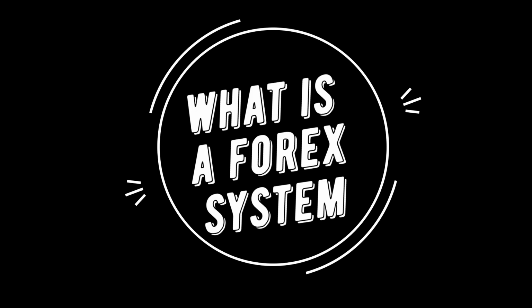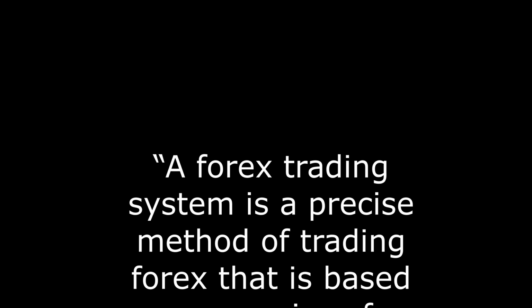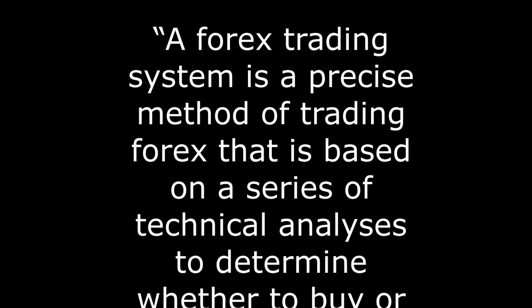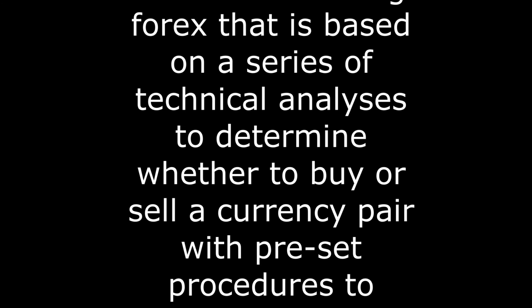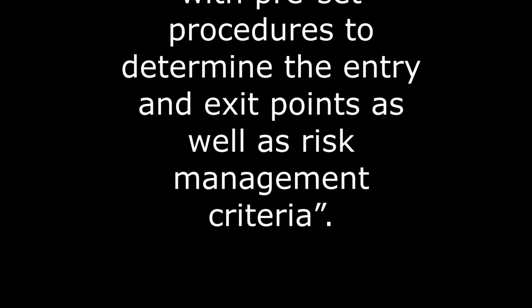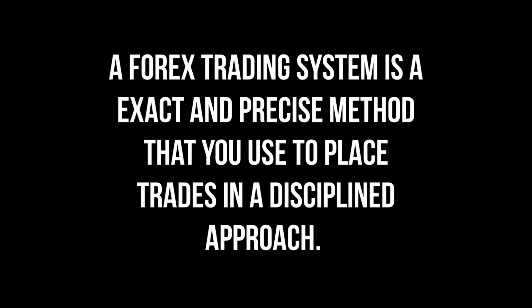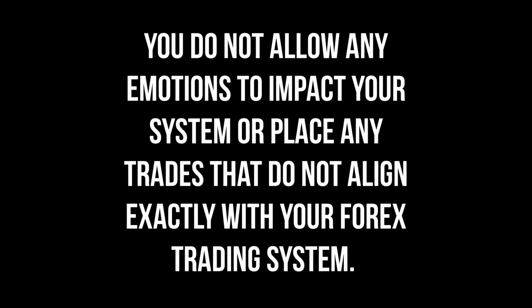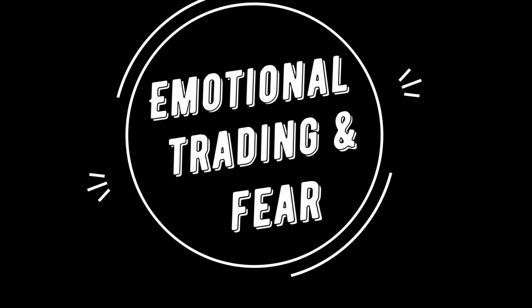Firstly, let us define what a trading system is. A Forex trading system is a precise method of trading Forex that is based on a series of technical analyses to determine whether to buy or sell a currency pair, with preset procedures to determine the entry and exit points as well as risk management criteria. Let me explain all that with a bit more clarity. A Forex trading system is an exact and precise method that you use to place trades in a disciplined approach. You do not allow any emotions to impact your system or place any trades that do not align exactly with your Forex trading system.